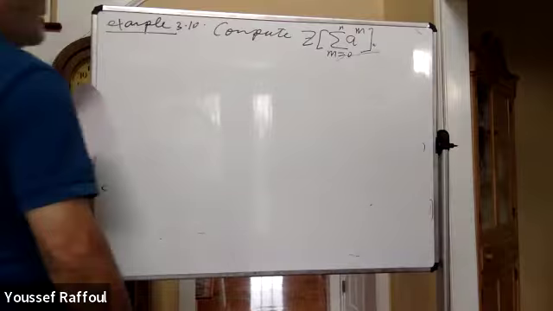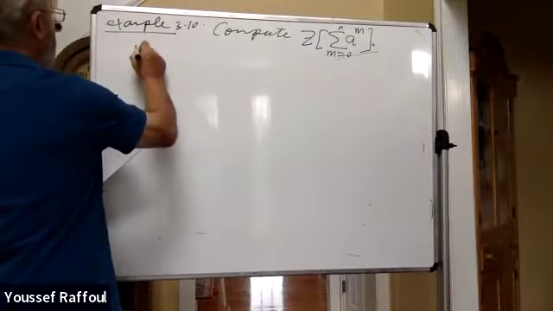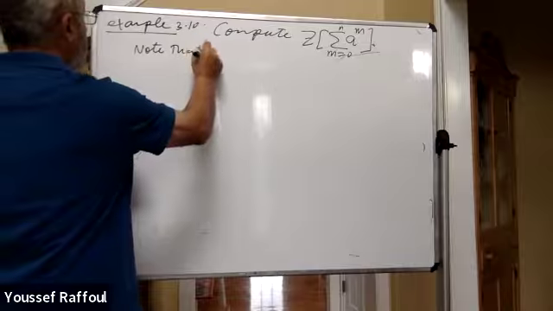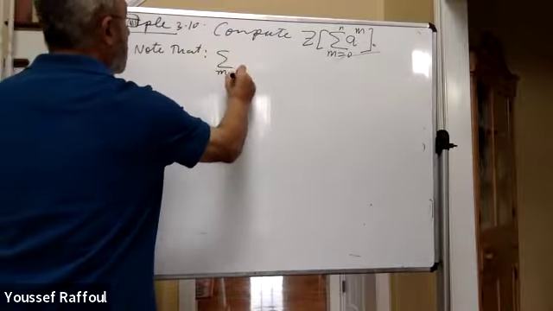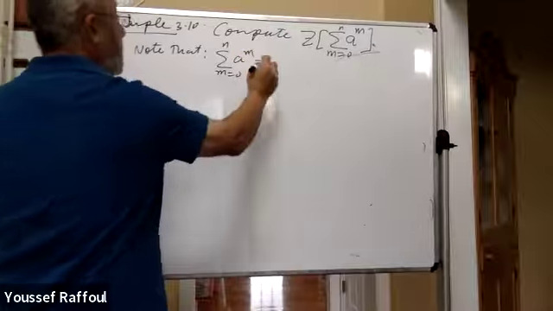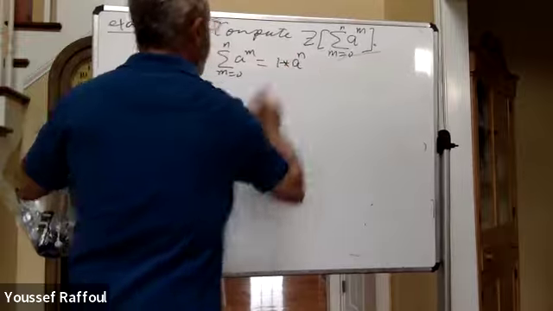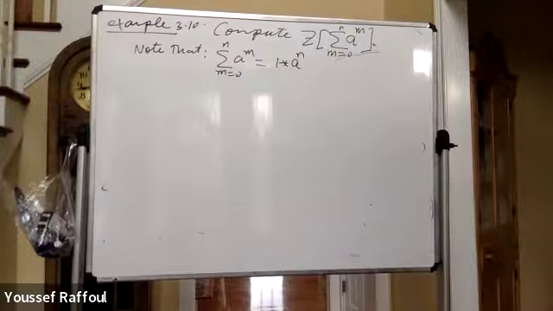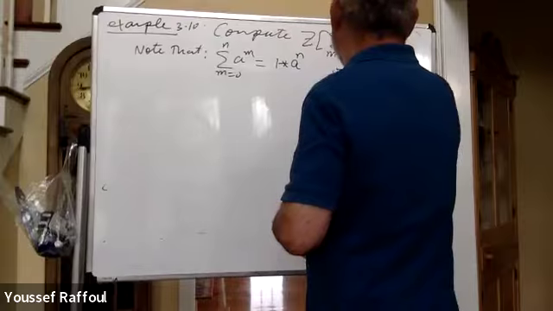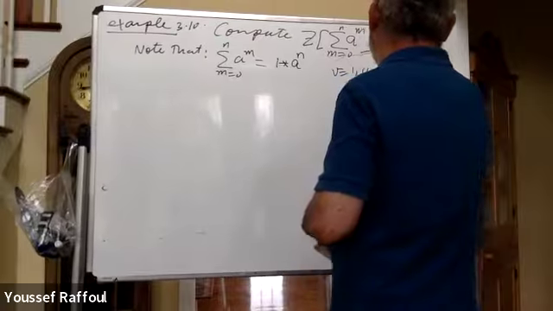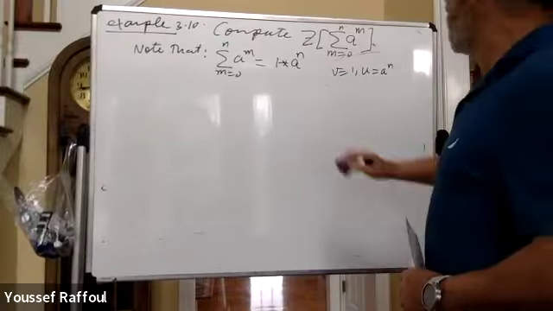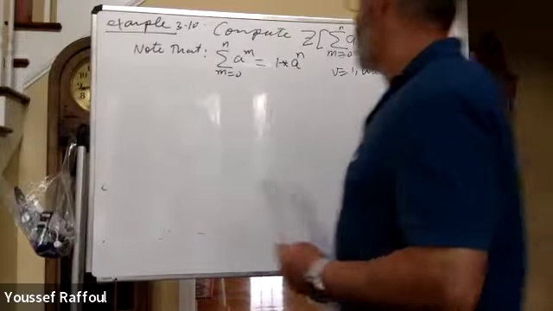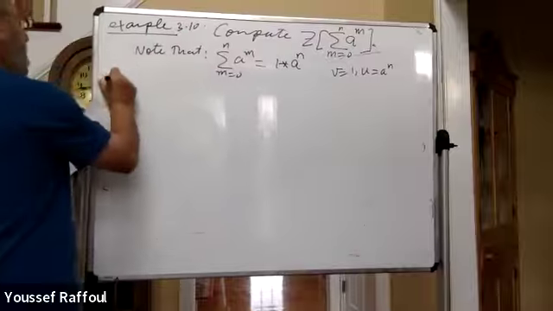Well, what we're going to do is note that the sum from m equals 0 to n of a to the power m is 1 star a to the power n. You see that? If you take v equal 1 and u equal a to the power n, you see what I mean? All right.